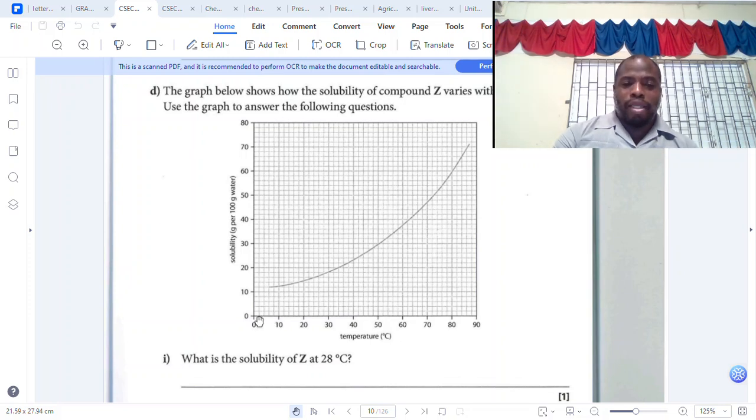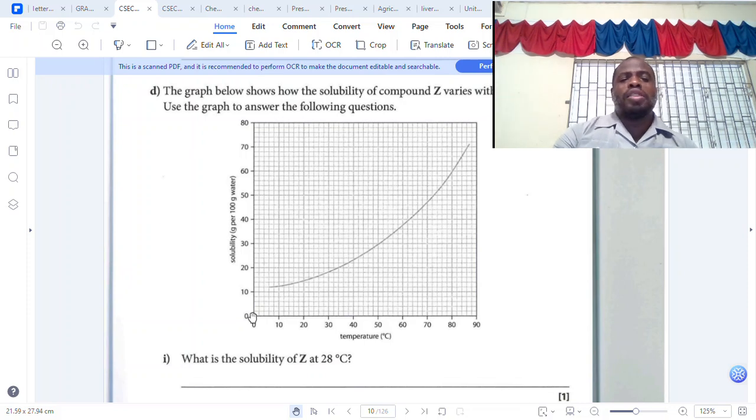Each of these points is basically 2. So we have 0, 2, 4, 6, 8, 10. On the y-axis, it's similar. 1 centimeter to 10 grams. So each stroke is 2, 4, 6, 8, 10. So each stroke is actually 2 grams.